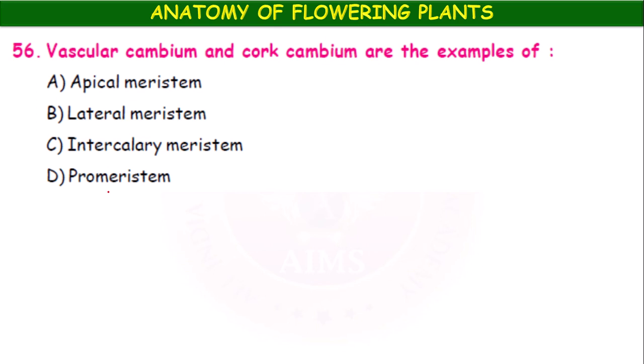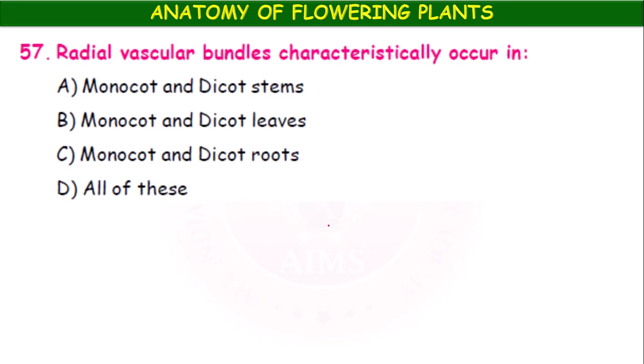Vascular cambium and cork cambium are the examples of lateral meristems. Radial vascular bundles characteristically occur in monocot and dicot stems, monocot and dicot leaves, monocot and dicot roots, and all of these. Radial vascular bundles are especially present in the root. So the answer to 57 is monocot and dicot roots.